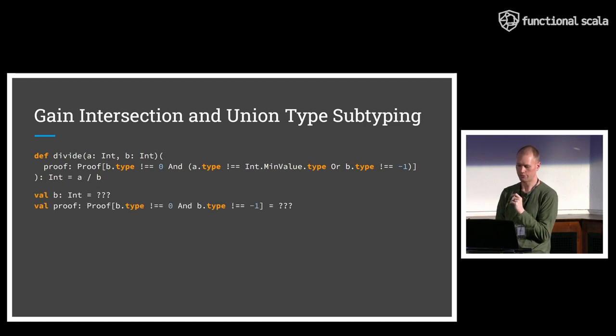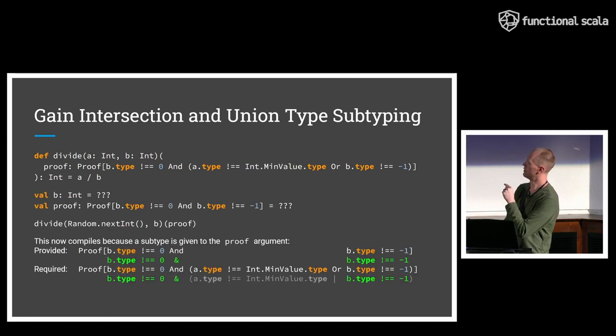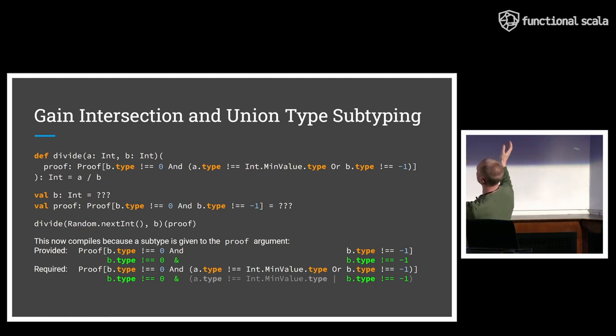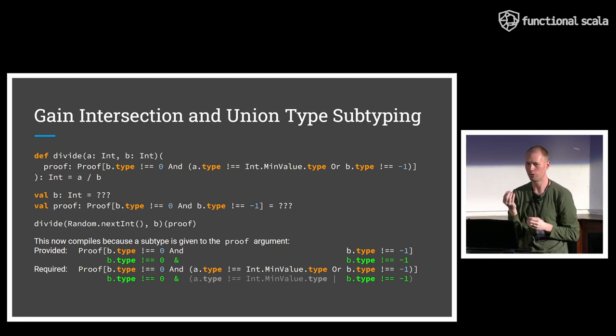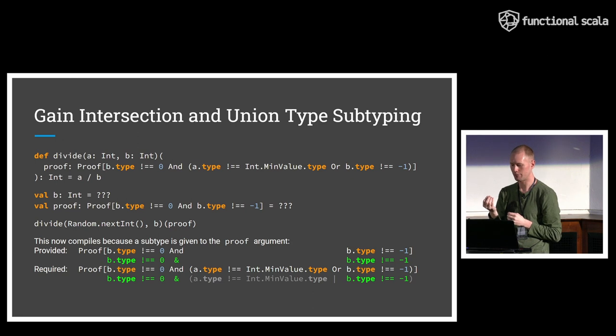So looking at our example again, now everything type checks. And it's because this part in gray that's required is now kind of ignored because we have one part of the union, which is the B type not equal to -1. And the subtyping rules kick in, and that's a sufficient proof for this divide method.